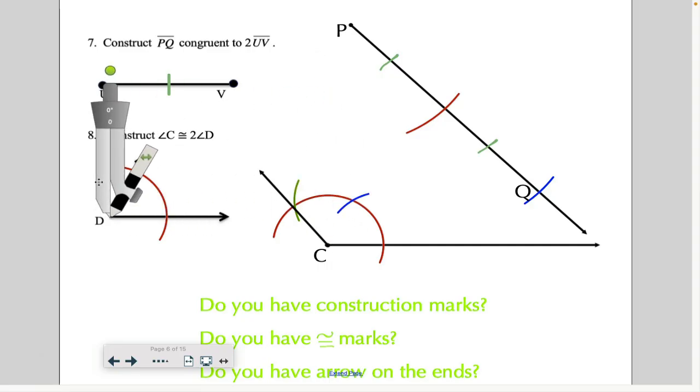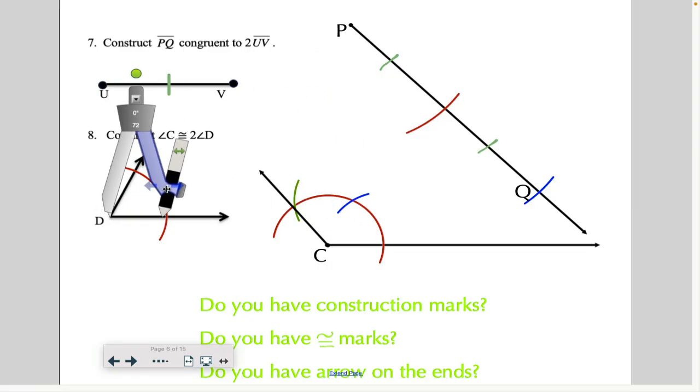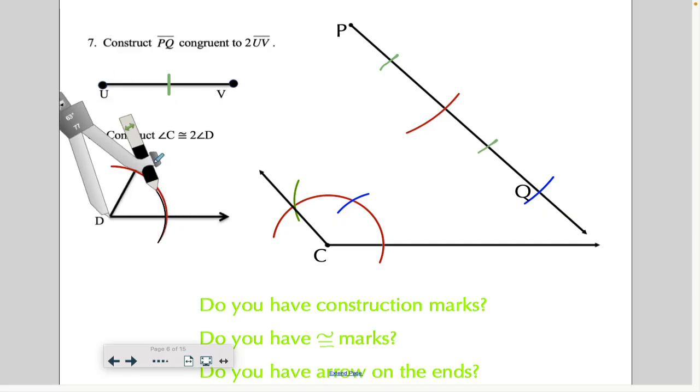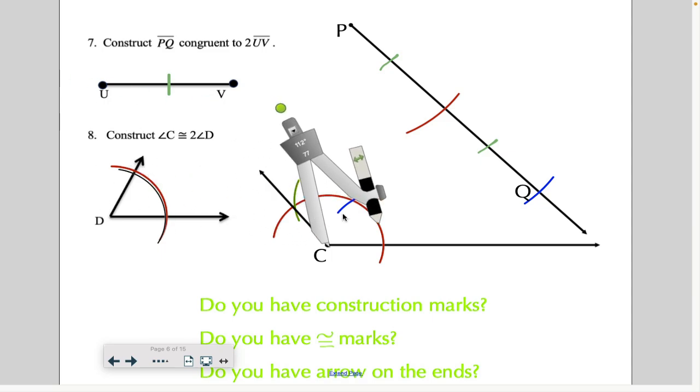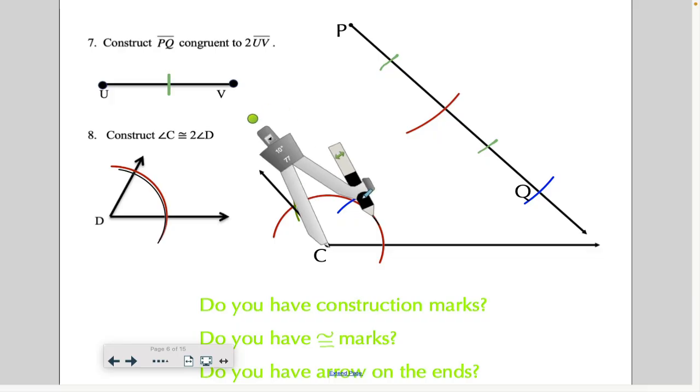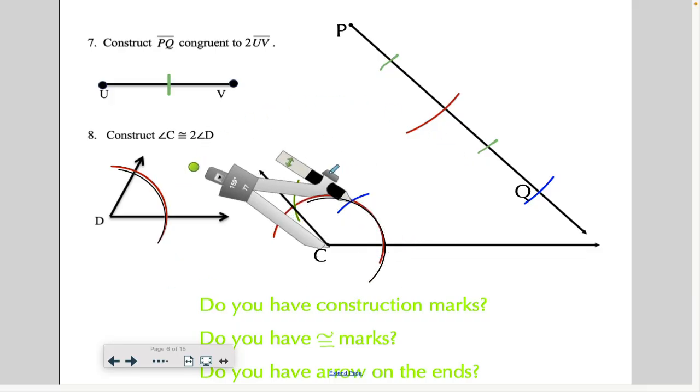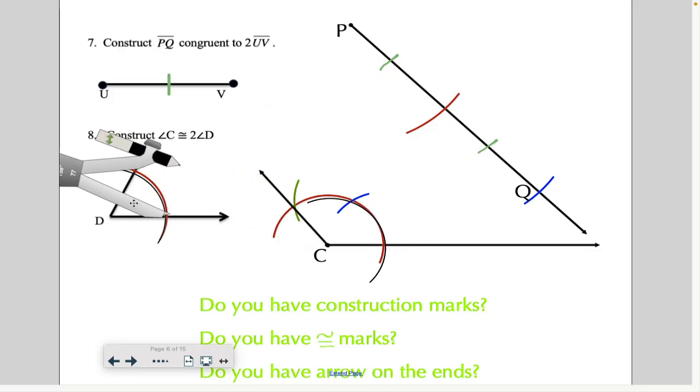If we start with angle D, I drew in this. It's close, it's not exactly the same thing. Okay, I draw the same one over here. I bring this guy over.